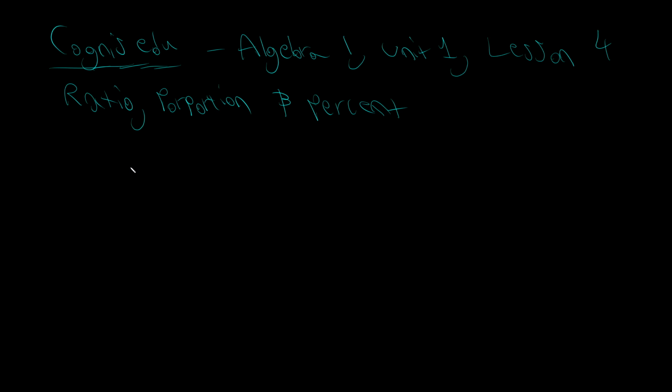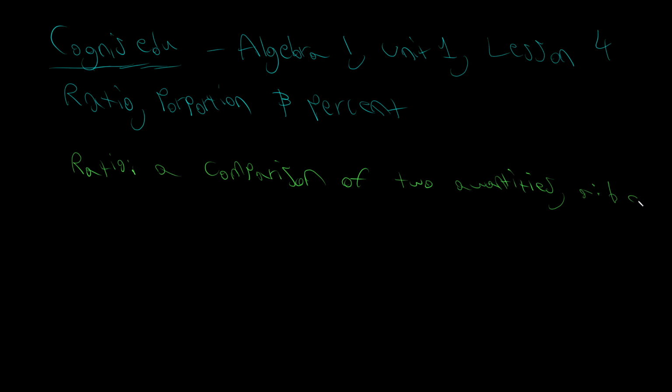So first, we have ratio. A ratio is a comparison of two quantities: A colon B or A divided by B.